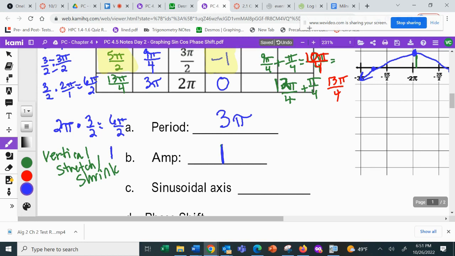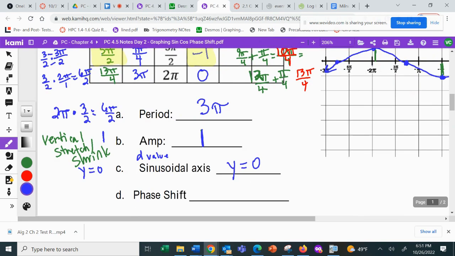The sinusoidal axis parent function is y equals 0. This gets affected by the d value, or your transformation up or down, which we did not have one. So it is still at y equals 0.